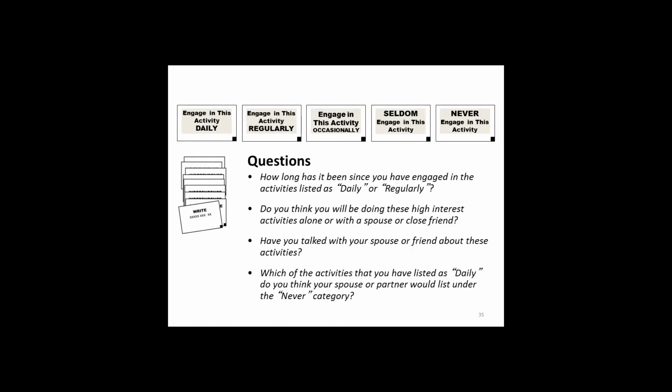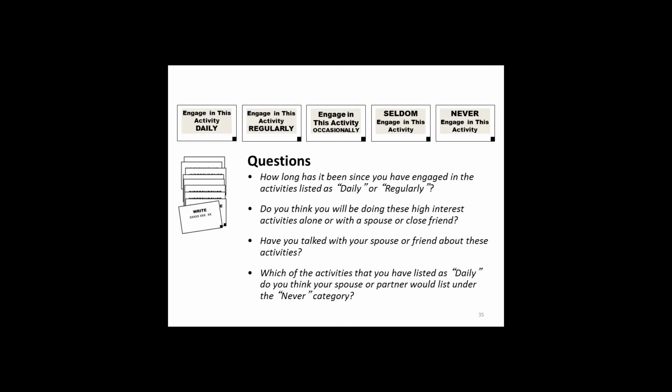So you have a deck of 52 activity cards, and I want you to sort them into the 5 categories according to what you would like to do with your time. And so here you can see on the PowerPoint, I've had the client sort those activities into those 5 categories. Then I will ask them to write down the categories on a worksheet and then ask them a number of questions. The first question is, how long has it been since you've engaged in the activities listed as daily or regularly? If they haven't engaged in the activity in a long time, you want to ask, how come?